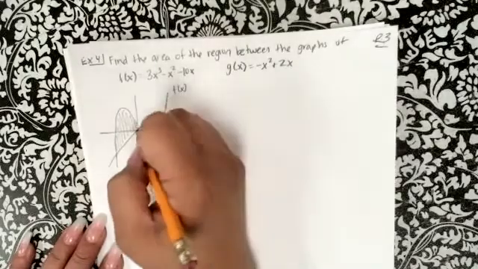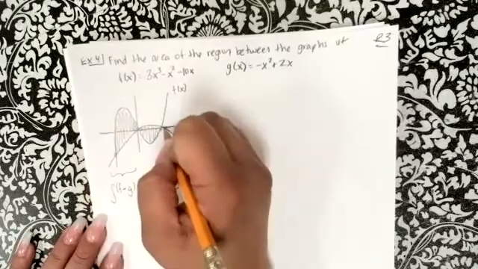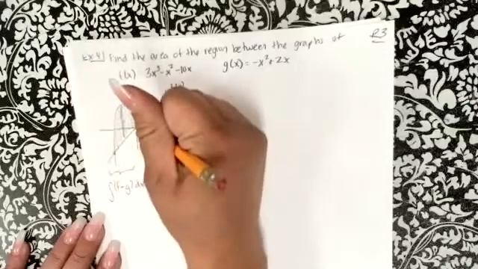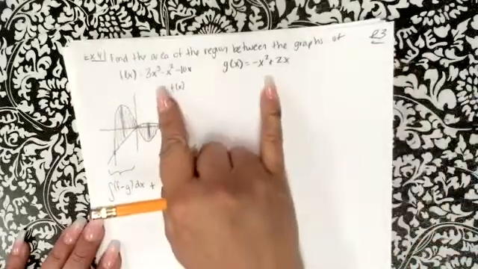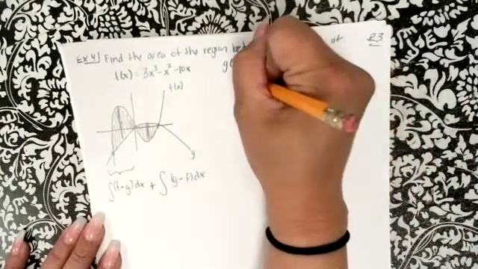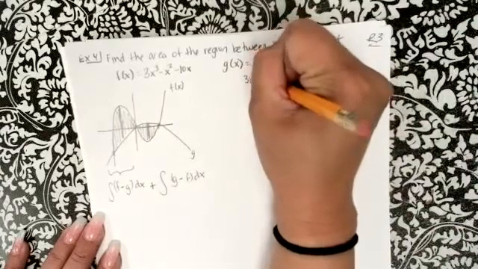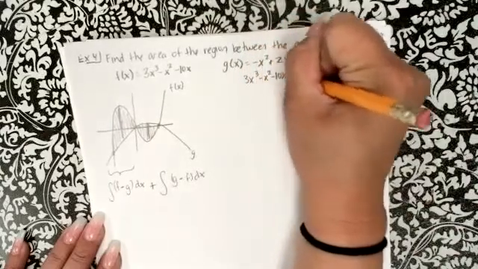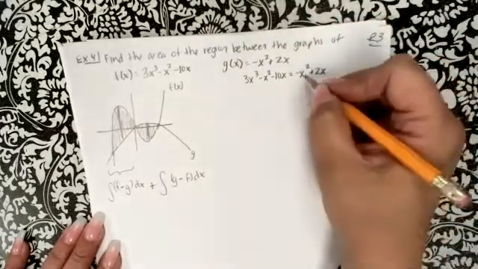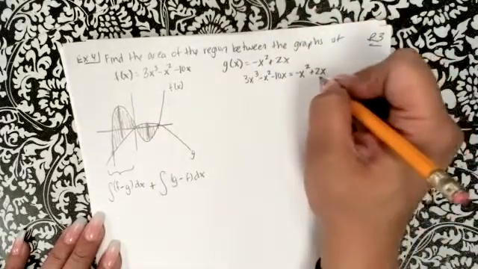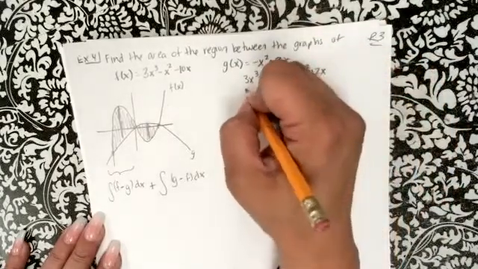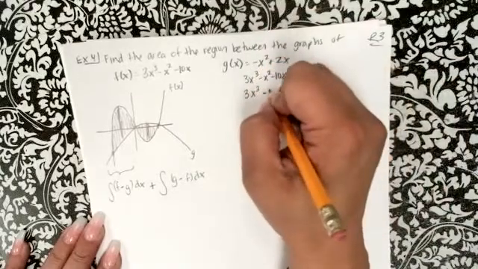Now I have to find the points of intersection, but I'm only concerned about the x's because this is a dx type problem. So in order to find my intersection, I'm going to set these two equal to one another: 3x cubed minus x squared minus 10x equals negative x squared plus 2x. I'm going to move everything to one side. If I add the x squared, those cancel. And if I subtract the 2x, that's going to be a negative 12x. So I'm left with 3x cubed minus 12x.